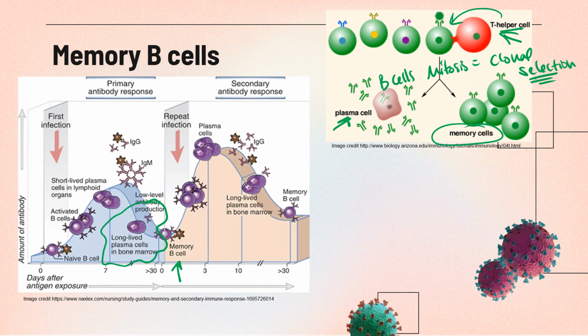a second time, these memory B cells are very rapidly activated and differentiate into plasma cells. Those plasma cells pump out so many more antibodies than in that first infection. And so we're able to kill off this infection far more quickly the second time around than the first time. Often we have these secondary infections and we don't even know that we're sick because our immune system is so fast to knock out those illnesses we don't even feel symptoms. Pretty amazing.